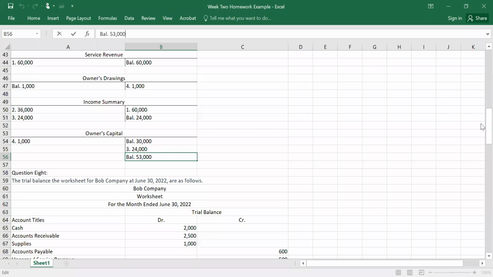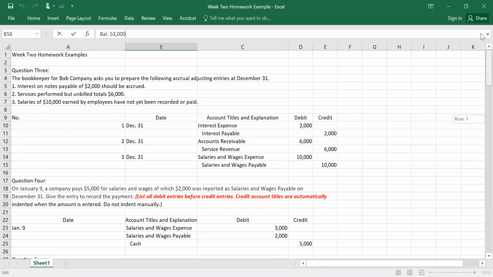And here's the examples. So first of all, the first question we are going to go through is an example for question 3. The bookkeeper for Bob Company asked you to prepare the following accrual adjusting entries at December 31st. For each entry, when we do it, we're noting the number of the entry, date of the entry, and then the account title, explanation, and what we're debiting and crediting.